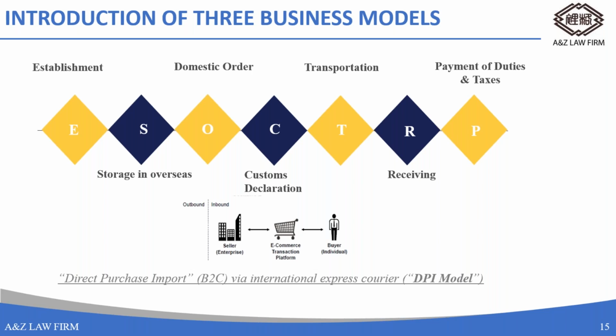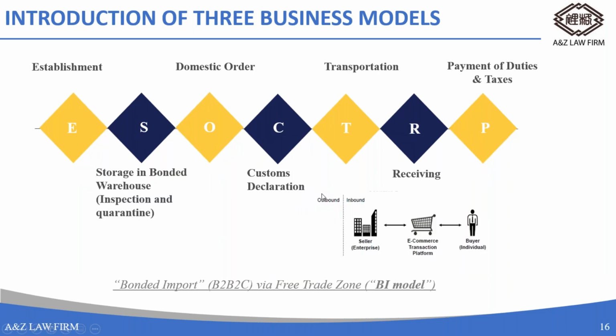Now, once customs has approved, then the express courier will send the goods to the Chinese user directly. And then the website will pay the duties and taxes, which usually takes about 31 to 45 days after the release of customs.